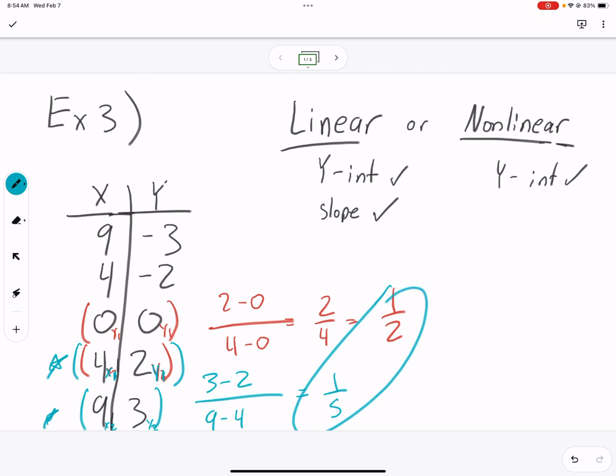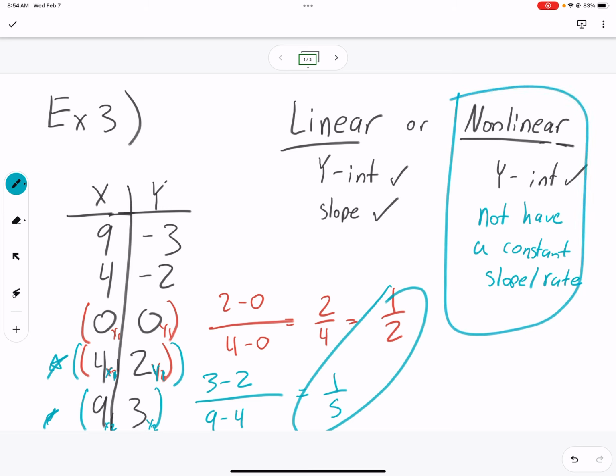Do my slopes match? No. So if slopes do not match, if it does not have a constant slope, you could also use the word rate. If it does not have a constant slope or rate, it is nonlinear. So this one is nonlinear.